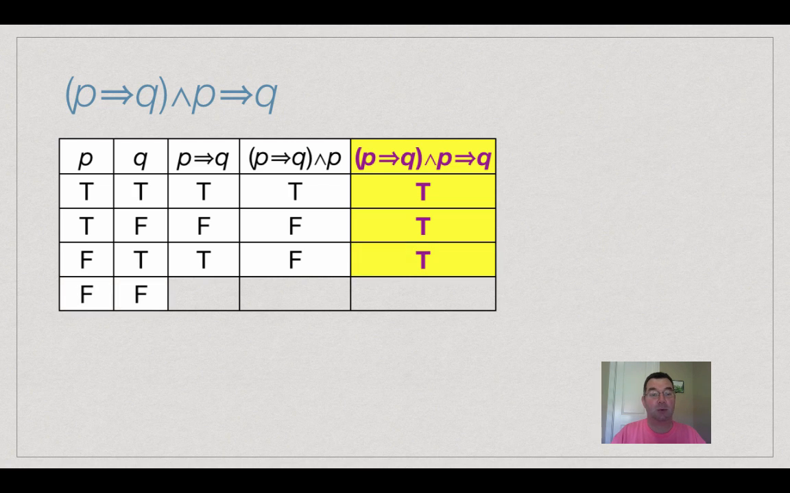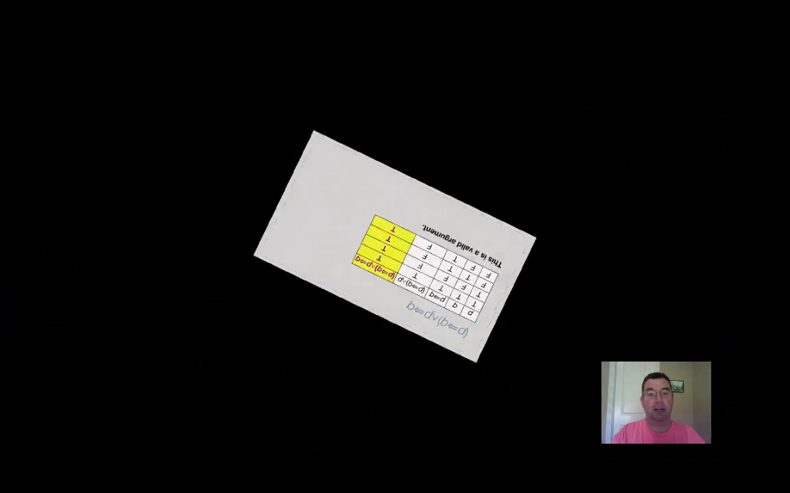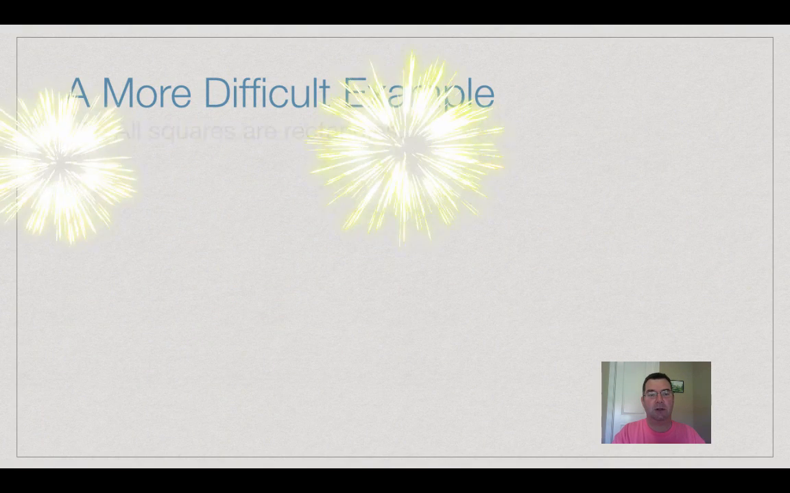Okay, and in the last row we've got false and false. So P implying Q, that's true, and that truth and the falseness of P is false, but that falseness implying Q, which is false, is true. Okay, so I've got all truths in the last column, so what that means is I've made a valid argument. Okay, let's look at a more difficult example.